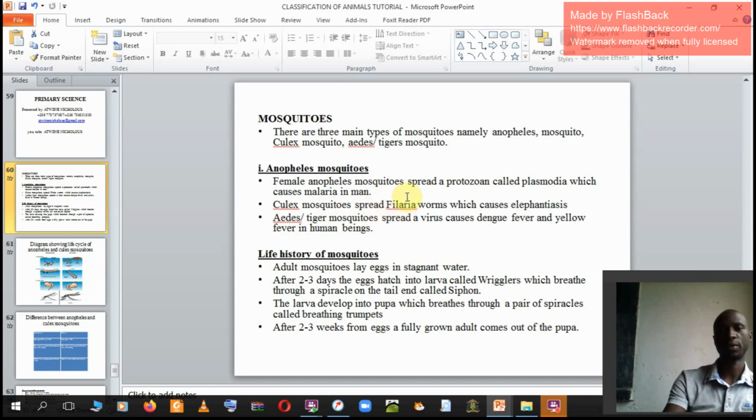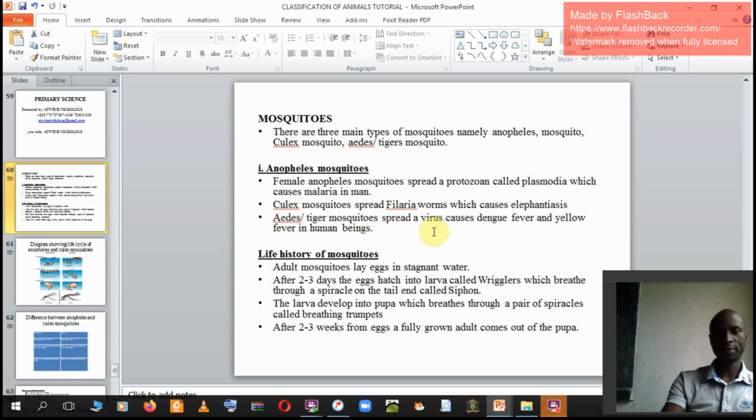We go to Culex mosquitoes. For them, they spread Filaria worms, and those Filaria worms cause elephantiasis. Someone suffering from elephantiasis would actually have legs big as those of an elephant. Aedes or tiger, they spread a virus. This is the germ that causes dengue fever and yellow fever.